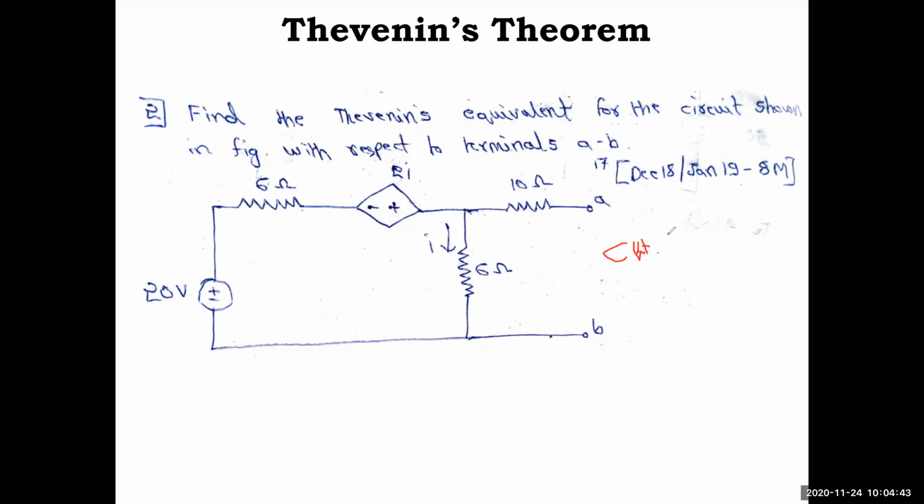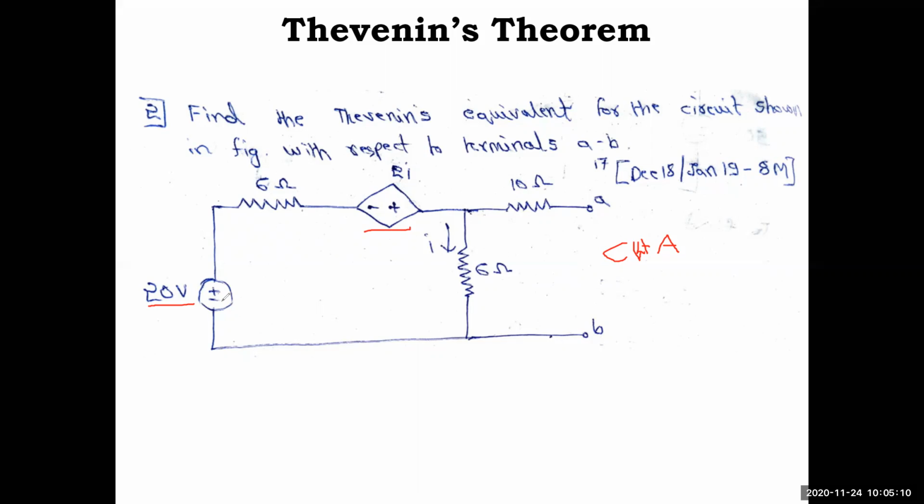Note down this circuit. Looking at the diagram, you have a dependent source, minus plus 2I, where I is the current in the 6 ohm resistor. There is a 20 volt independent source, along with 6 ohm and 10 ohm resistors. Your steps go only up to step 3: only circuit A is given, and you need to find the Thevenin's equivalent circuit.